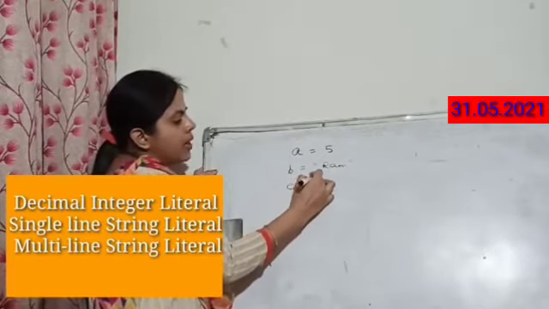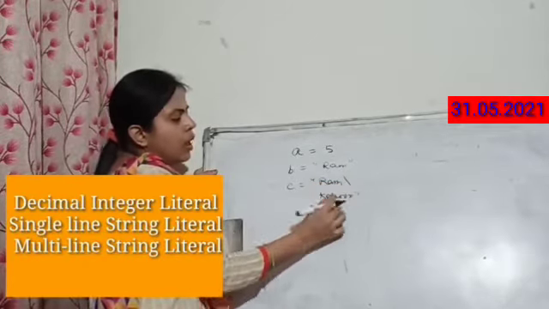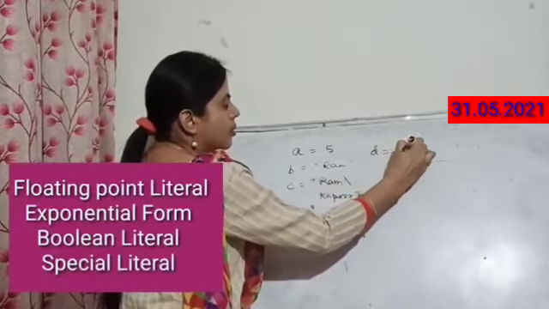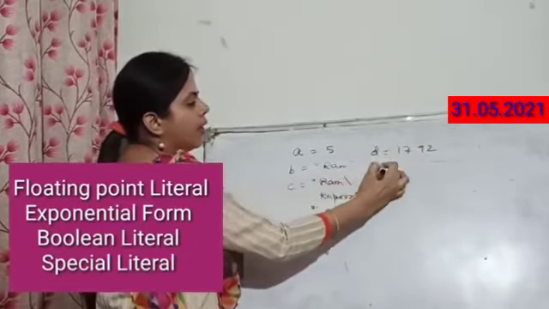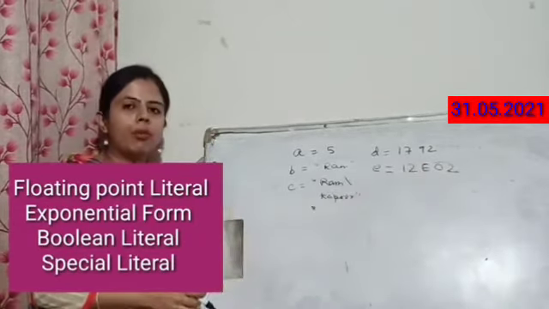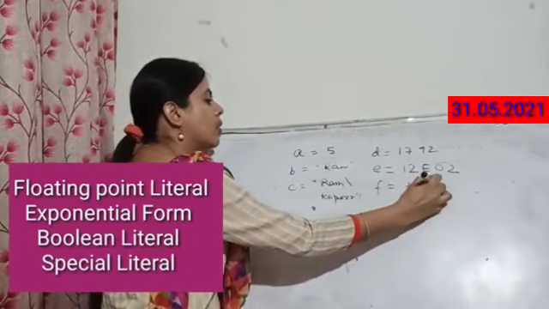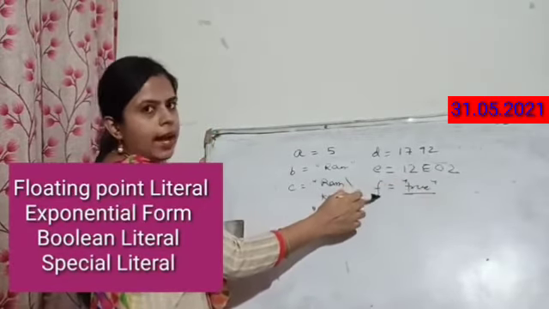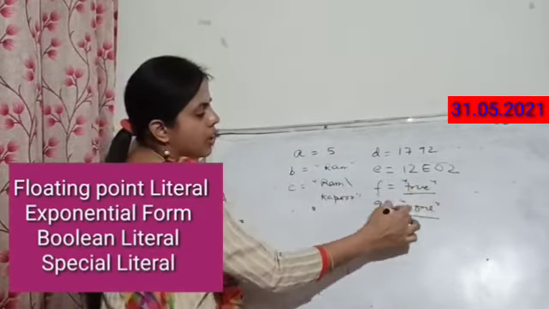Now if I have written like this, you can say that it is a multi-line string literal, right? If I have written like this, you can say that it is a floating point literal. If I have written like this, you can say that it is the exponent form of the literal. Now suppose I have written like this, so you can say that it is a Boolean literal value which is stored in f. And if I have written like this, then you can say that it is a special literal None.